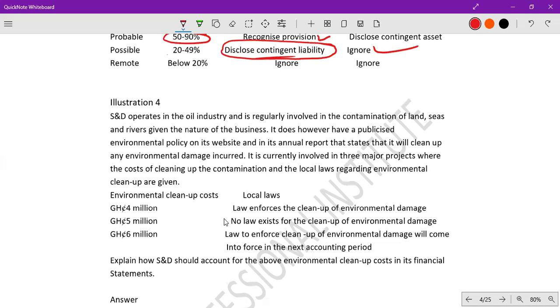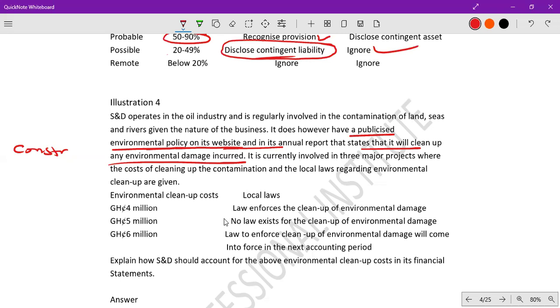Explain how S&D should account for the above environmental cleanup costs in its financial statements. S&D operates in the oil industry and is regularly involved in the contamination of land, seas, and rivers, given the nature of the business. It does, however, have a publicized environmental policy on its website and in its annual report that states that it will clean up any environmental damage incurred. So this is a policy that they have and it is well known, publicized, that they will clean up environmental damage. This is a constructive obligation, right?